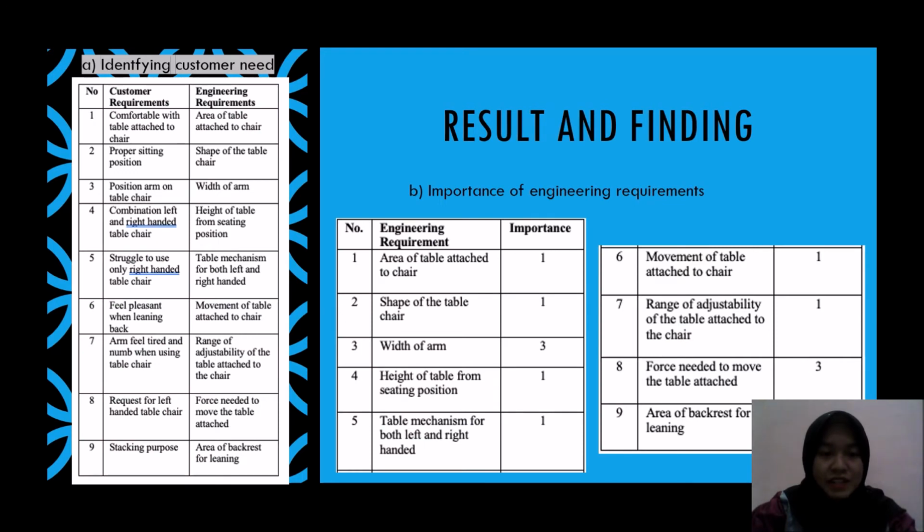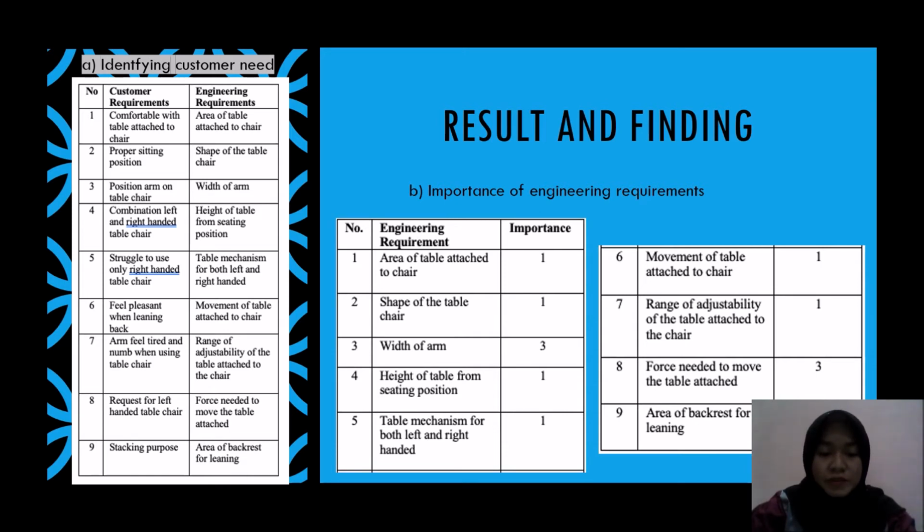Results and findings are divided into two parts. The first part is identifying customer needs. There are 9 customer requirements. They can be related with engineering requirements. The second part is the importance of engineering requirements. As we can see in the table, there are importance ratings related to the engineering requirements. The higher importance ratings are shown.